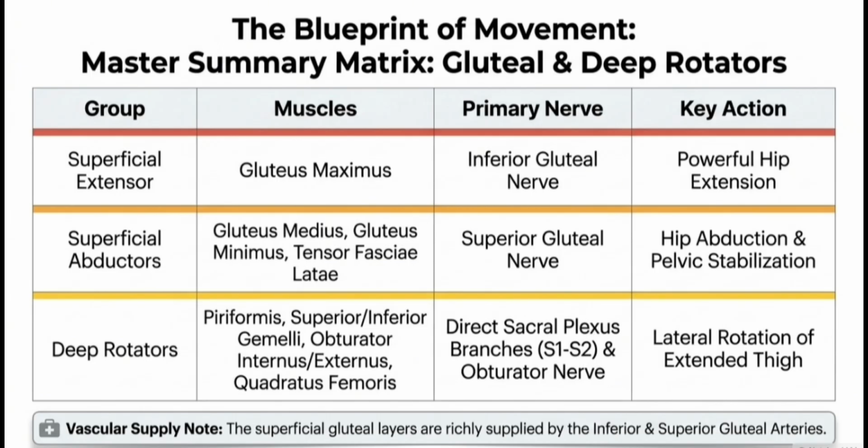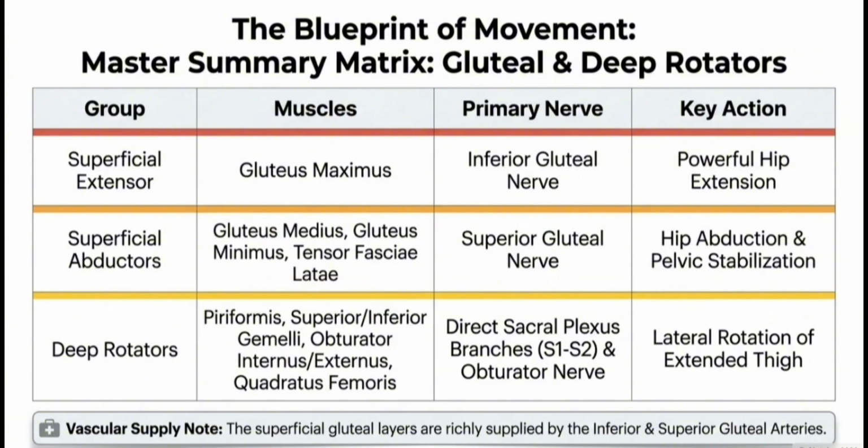Before us is the master summary matrix for the gluteal and deep rotator compartments, condensing our anatomical journey into an organized, high-yield table. This matrix cross-references the muscles into three precise functional groups. The superficial extensors feature the gluteus maximus, driven by the inferior gluteal nerve for powerful backward drive. The superficial abductors bundle the medius, minimus, and tensor fasciae latae under the superior gluteal nerve for stability and abduction.